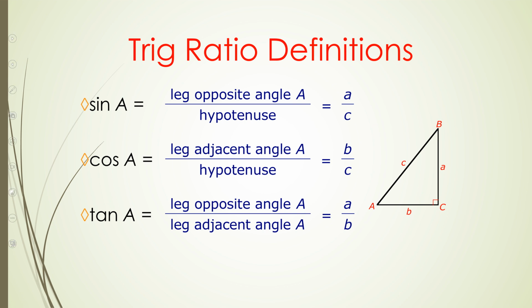If you know people that have already had this in math class, you might have heard the following expression. SOHCAHTOA. What does that mean? Sine is opposite over hypotenuse. Cosine is adjacent over hypotenuse. Tangent is opposite over adjacent.